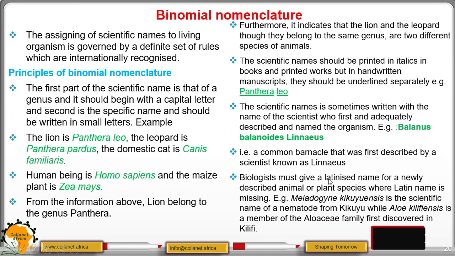And finally, biologists must give a Latinized or Latin name for a newly described animal or plant species in case the Latin name is missing. For instance, Meloidogyne kikuyuensis is the scientific name of a nematode from Kikuyu, while Aloe kilifiensis is a member of the Aloaceae family that was first discovered in Kilifi. So there must be a Latinized name, as you have seen here, for those newly described organisms.